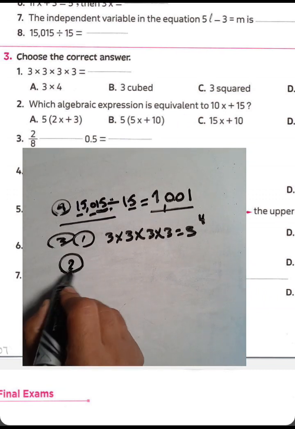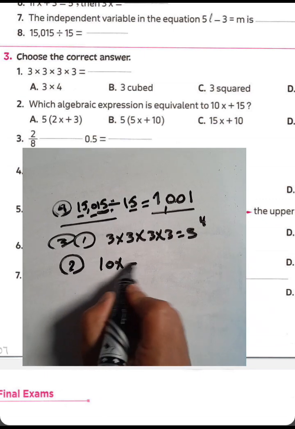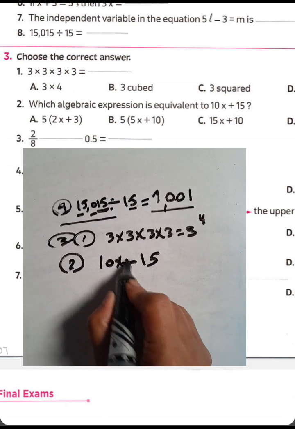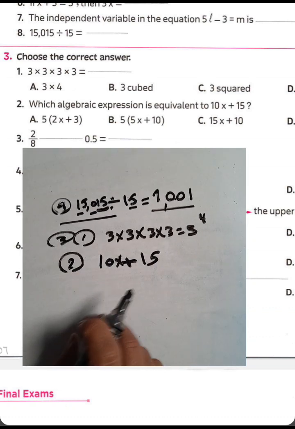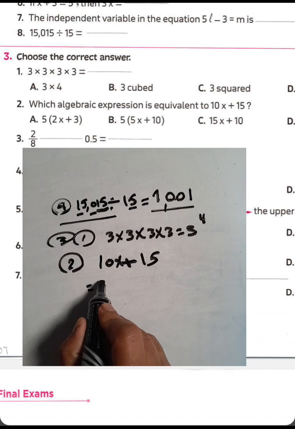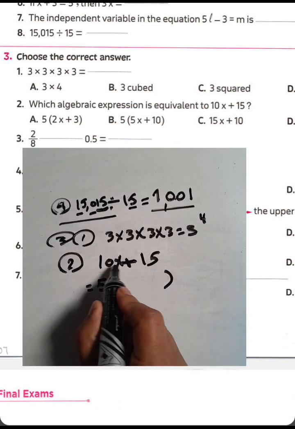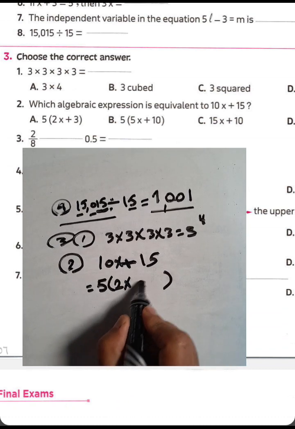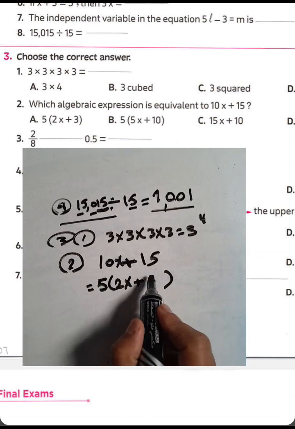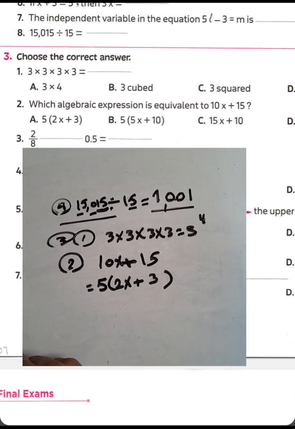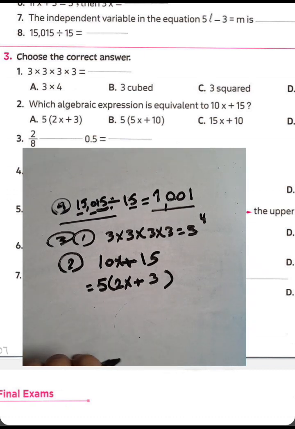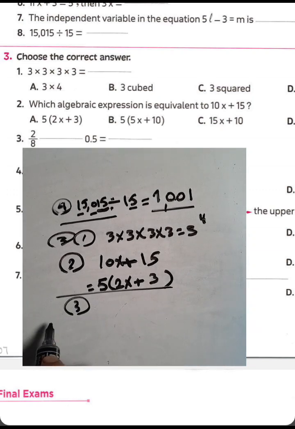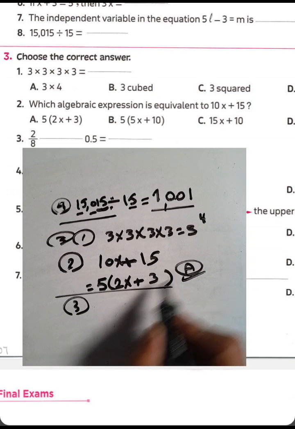Okay. Question number 2, which algebraic expression is equivalent to 10x plus 15? Okay, look at it with me, 10x plus 15. We can write the highest common factor between the two numbers, 15 and 10. The highest common factor between them will be 5. We can write 5 outside, and 10x divided by 5 equals 2x, and 15 divided by 5 equals 3. Then the result will be 5 multiplied by 2x plus 3, because 5 here we call the highest common factor between the two expressions. So the result here will be letter A.